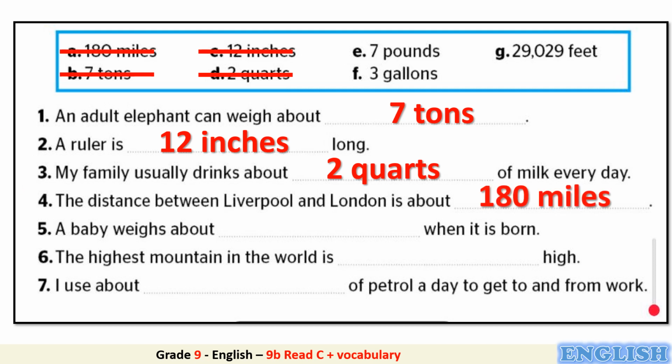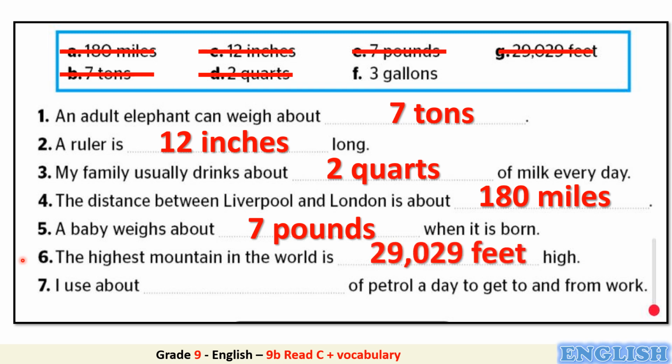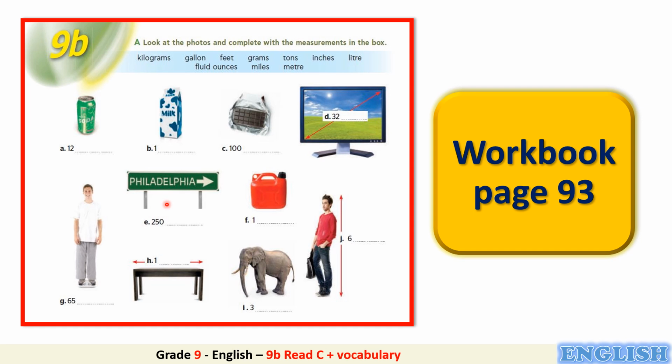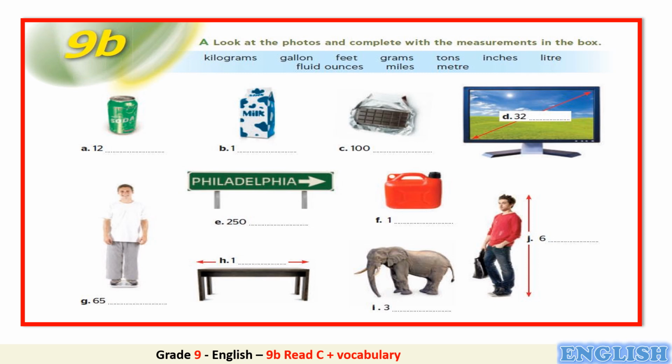Number 5. A baby weighs about 7 pounds when it is born. Number 6. The highest mountain in the world is 29,029 feet high. Number 7. I use about 3 gallons of petrol a day to get to and from work. Now let's move to Workbook Page 93. In this exercise, you are going to look at the photos and complete with the measurements in the box. Now, pause the video and try to answer the question.